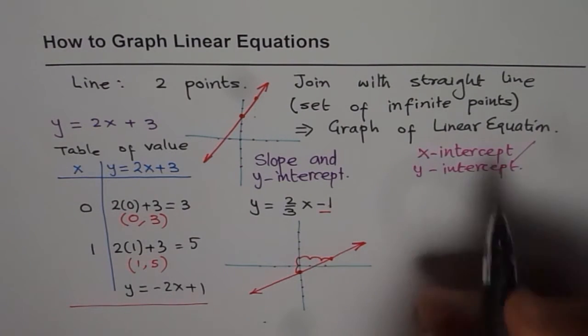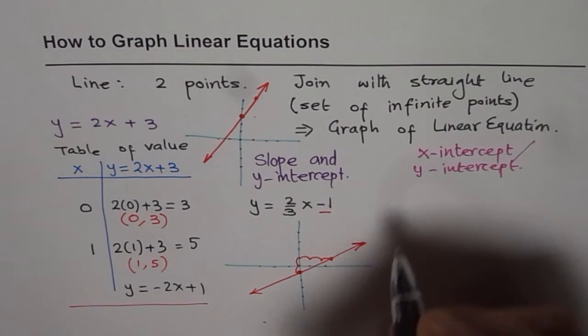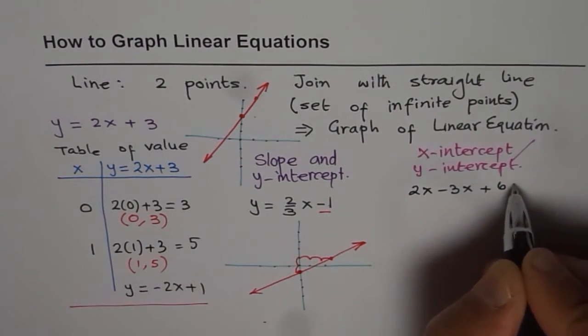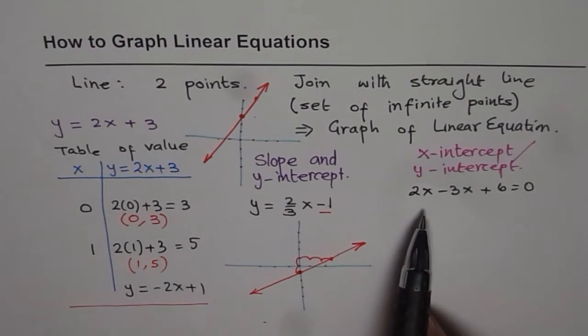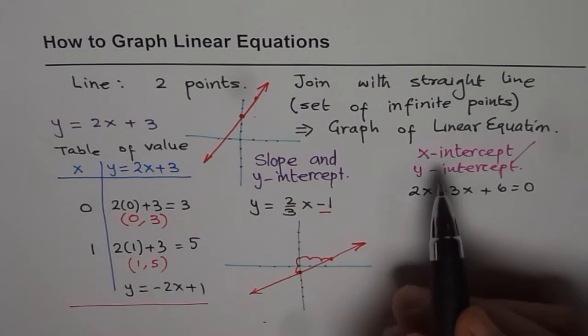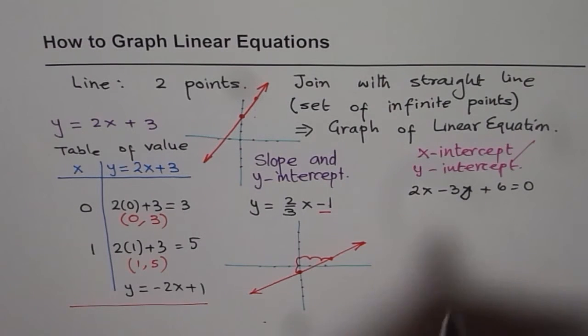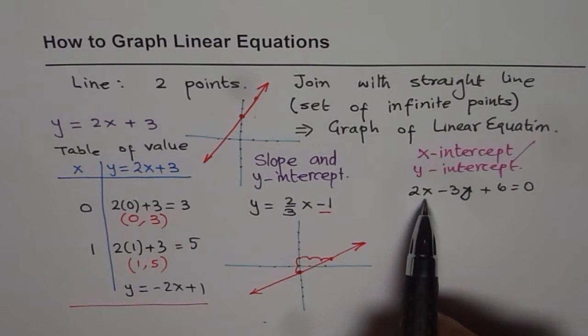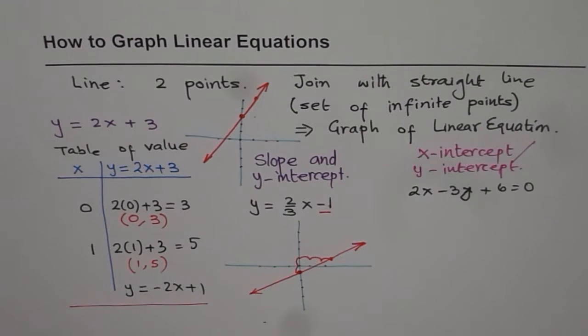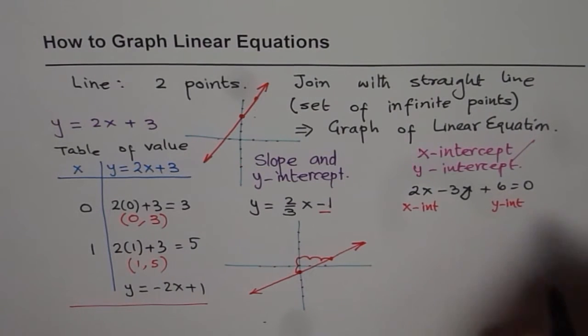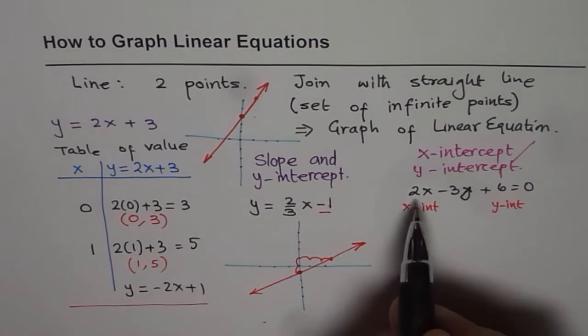This method is best used when the equation of a line is given in standard form. Let's say like this, 2x minus 3y plus 6 equals 0. Now if our equation is given in standard form, we can find x and y intercepts. The x-intercept is a point where the line crosses the x-axis. There the y value is 0. So to find the x-intercept, we can say y equals 0. So let us calculate the x and y intercepts.